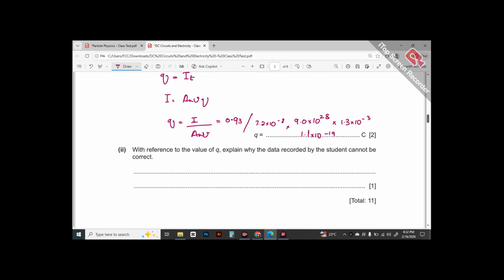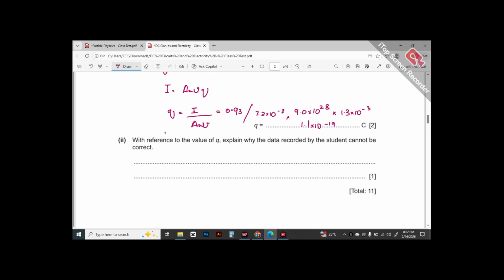since this is charge. Now, in the last part, they are saying that with reference to the value of Q, explain why the data recorded by the student cannot be correct. And it is very obvious. The final answer here is 1.1 exponent minus 19.